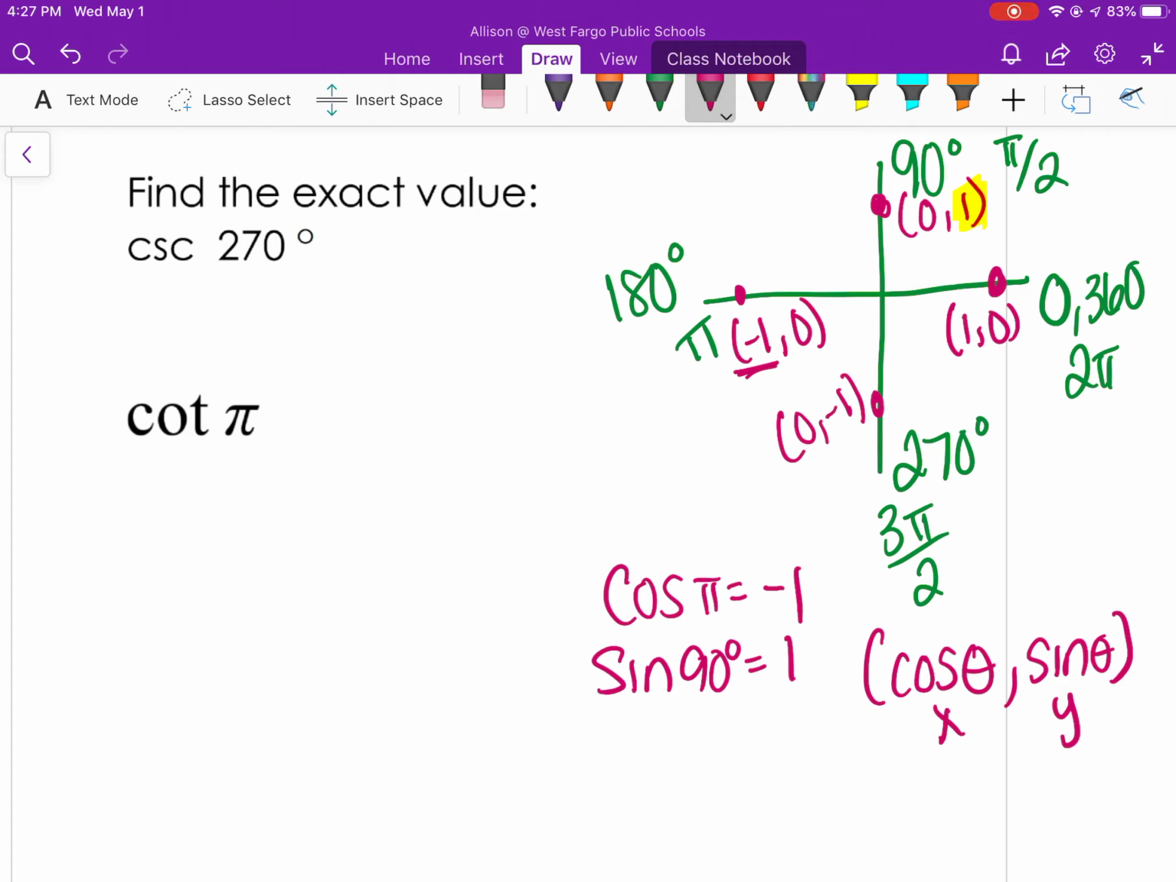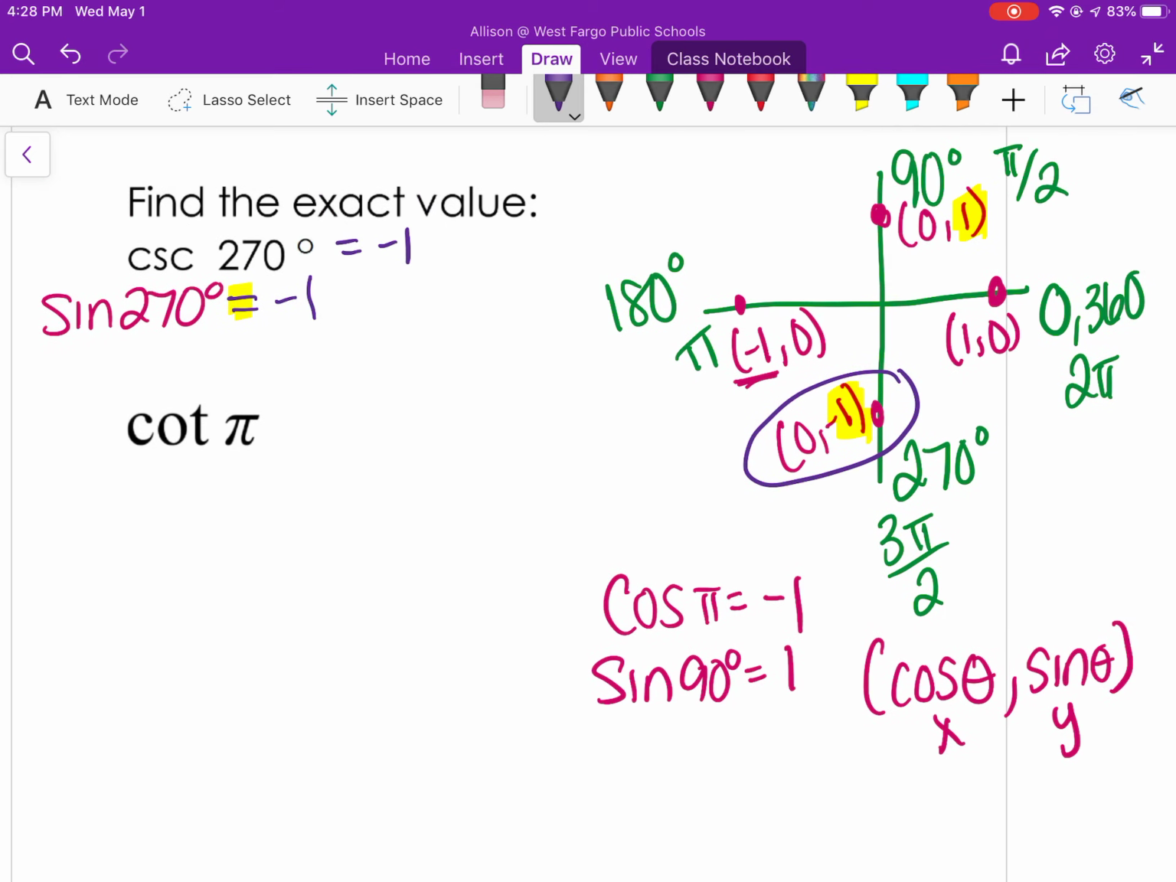So for cosecant of 270, you can do it two ways. You could say that the sine of 270 would be the y coordinate, which is negative 1. And so the reciprocal of -1 is still -1. The other way you do it is you choose this point 0, -1 on your 270.